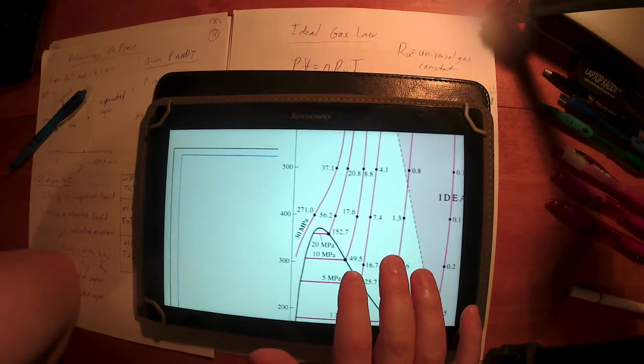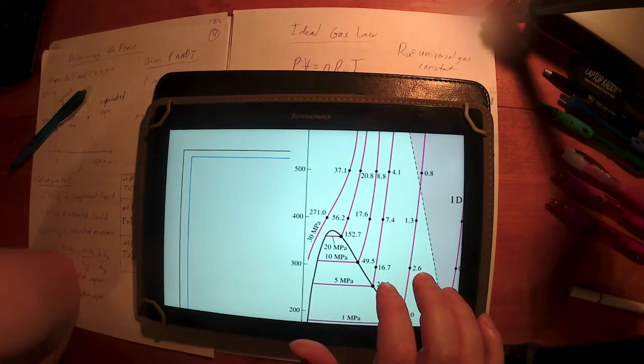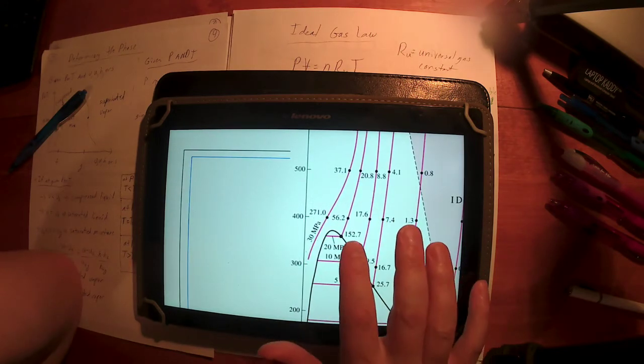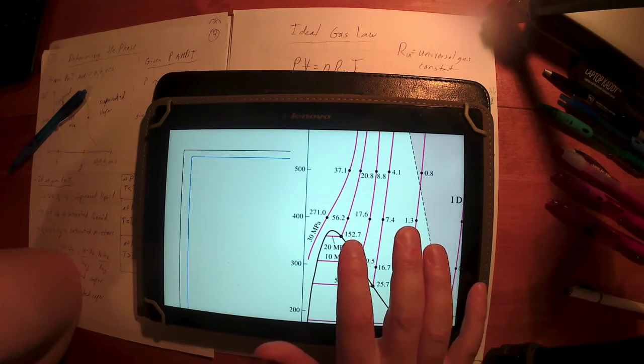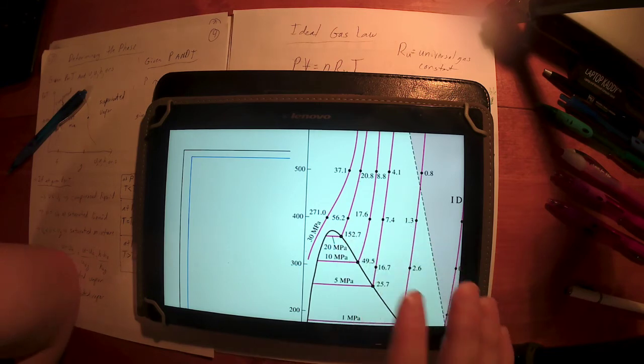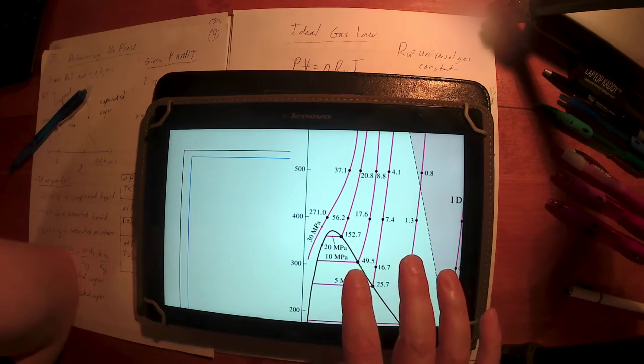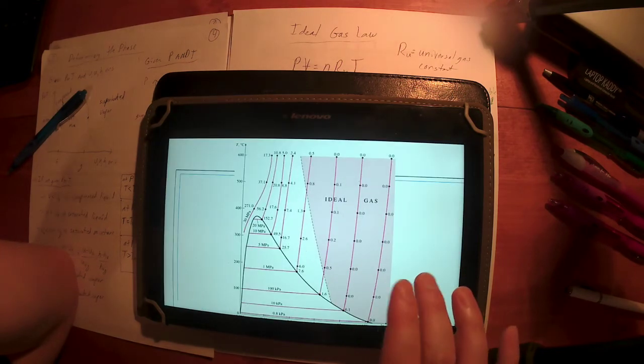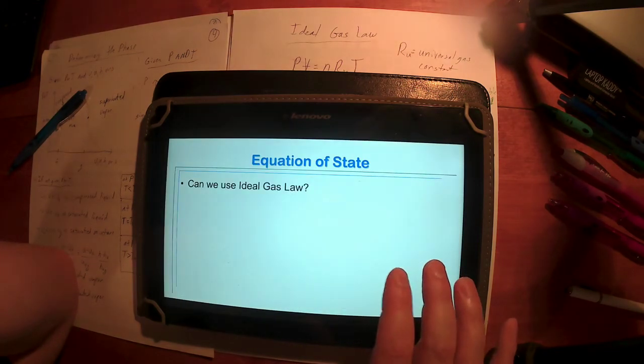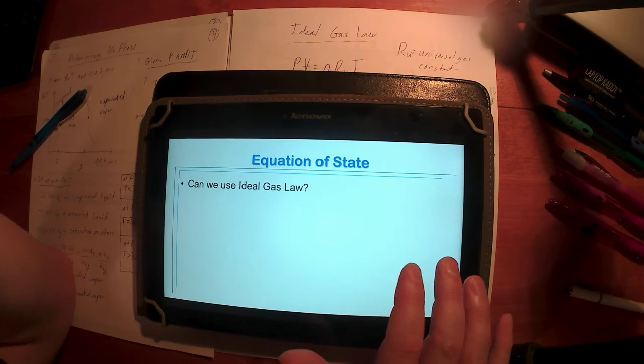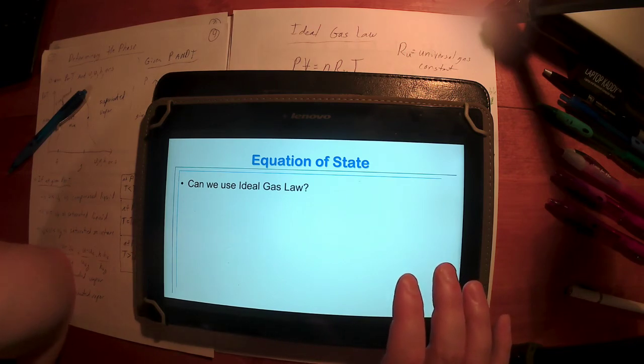I mean, up here, 271% error, over 100% error for 20 megapascals. I think the critical point for water is like 22 megapascals. So can I use the ideal gas law? Well, yes, but we have to understand it's only an estimate and it has its limitations.